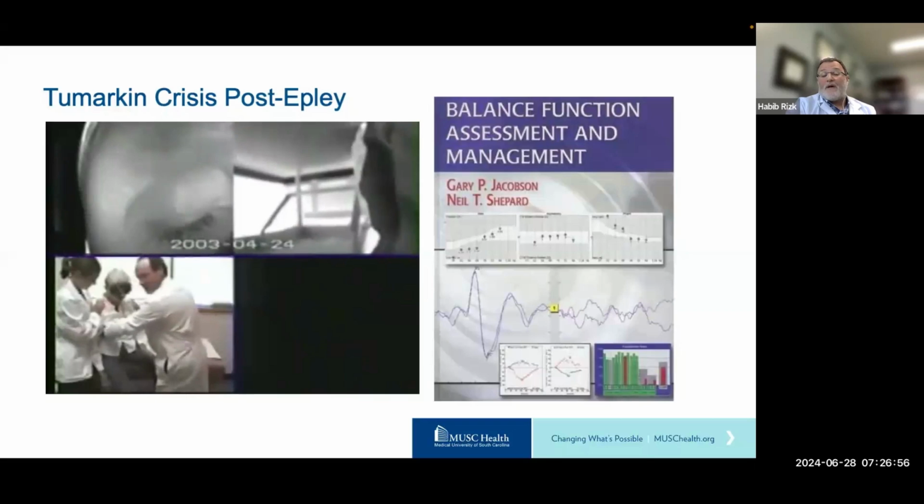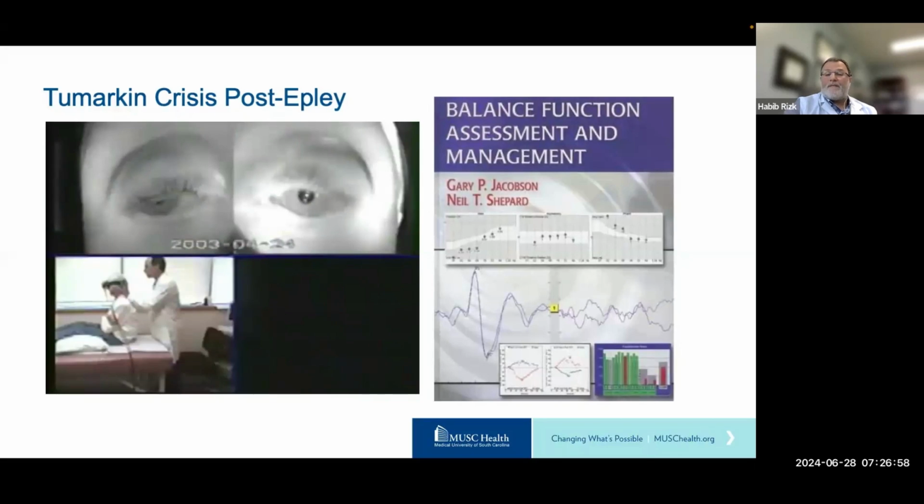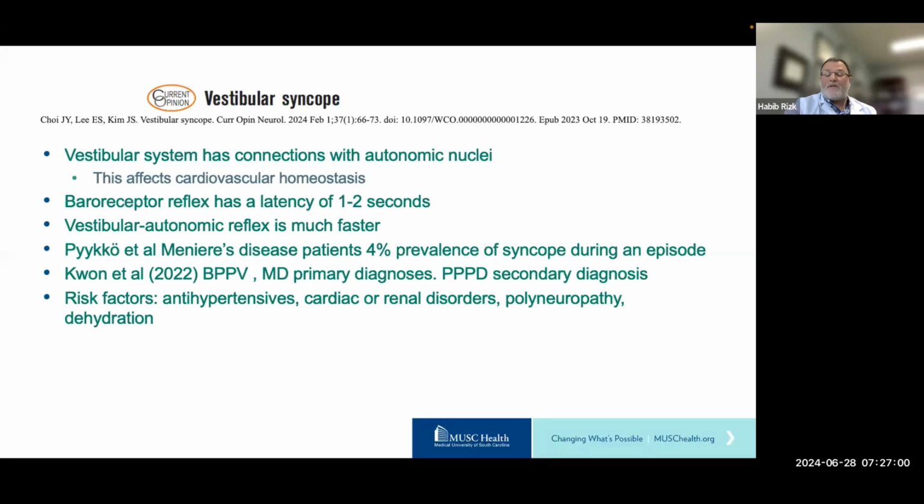Now, we certainly have to differentiate when a patient reports a drop attack from a vasovagal reaction or something called vestibular syncope. And we all have those patients when we ask them about how their symptoms are, and they say, well, I feel like I'm going to pass out.